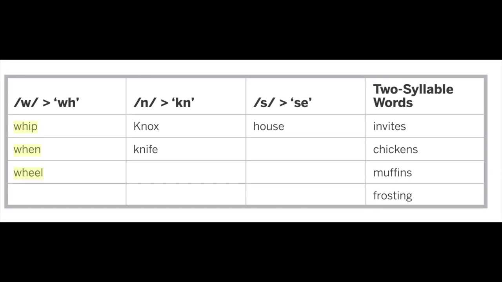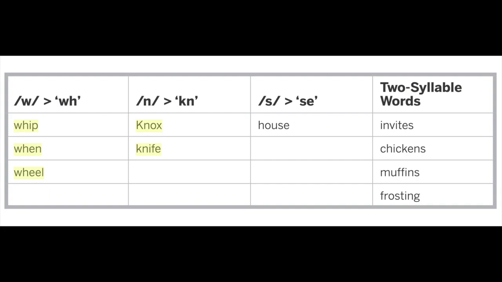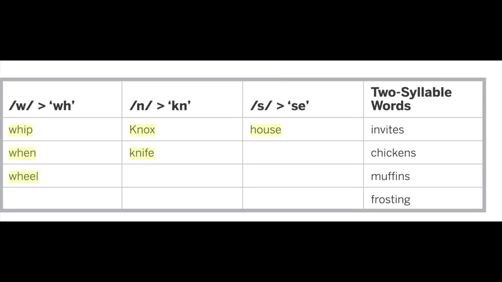Let's look at the second column. The second column has the N sound with the KN spelling. The first word is knocks. The second word is knife. The third column has the S sound with the SE spelling. The only word is house.